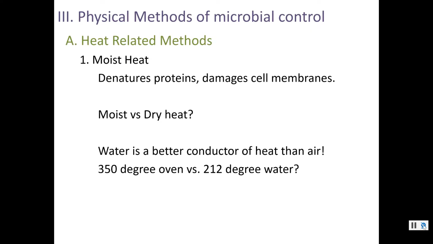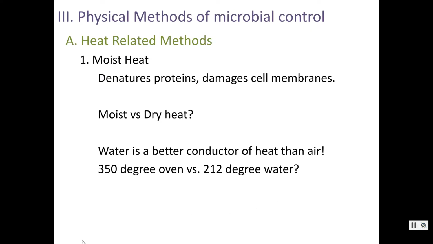Now we know all bets are off if we touch the side of the oven, the metal in the oven. Metal conducts heat very well, and I don't want to do that. If I touch a glass pan or a metal pan, that conducts heat a lot better. But there's a difference between moist heat, with water coming in contact with the cell membranes, and dry heat. So let's think about that and work through that.